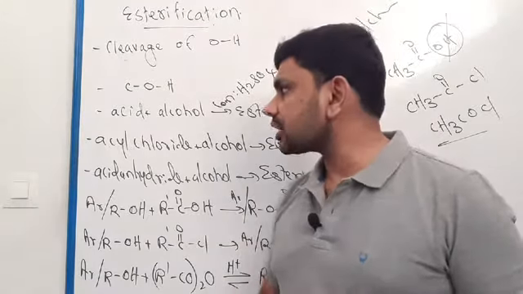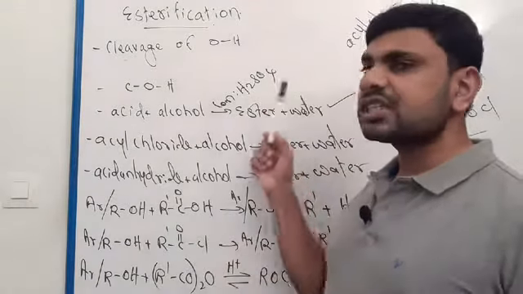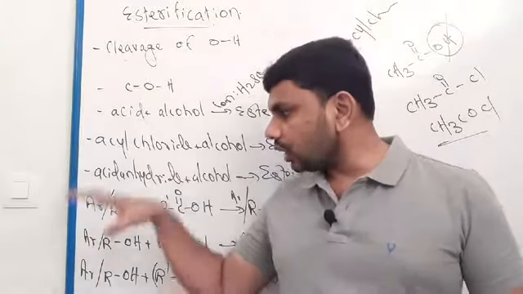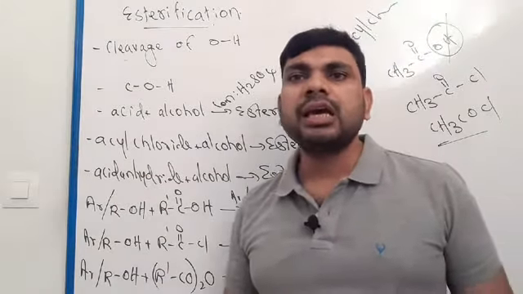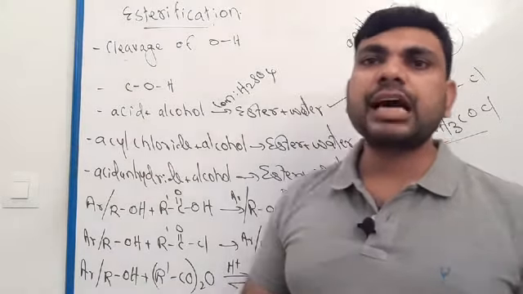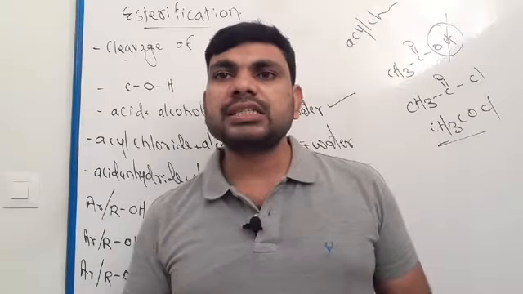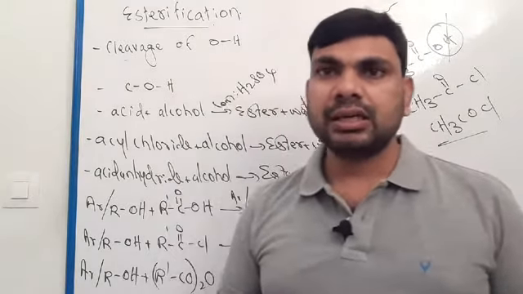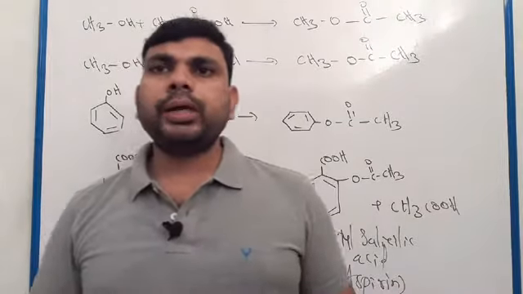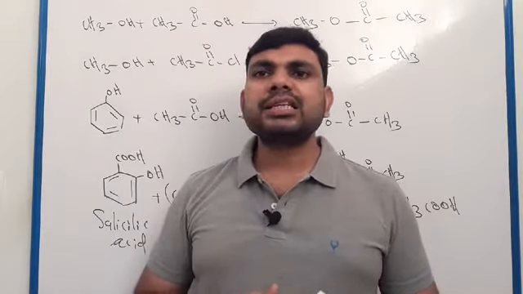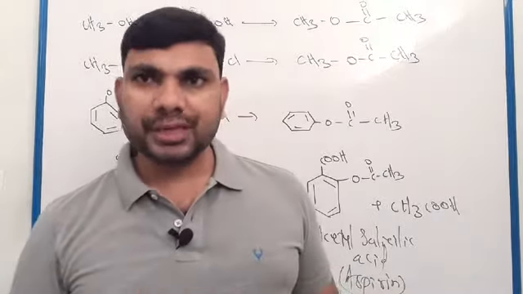All those chemical reactions take place in presence of concentrated sulfuric acid. All these three chemical reactions take place in presence of concentrated sulfuric acid. Concentrated sulfuric acid acts as a catalyst. Clear? So here we discussed carboxylic acid reacted with alcohol forms ester.